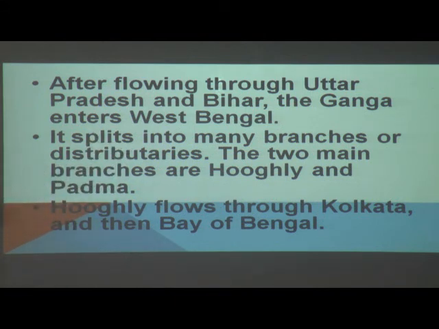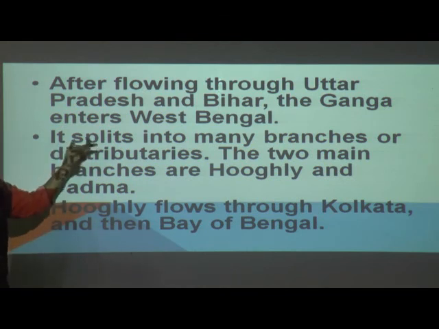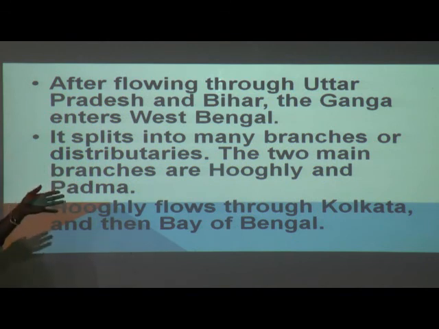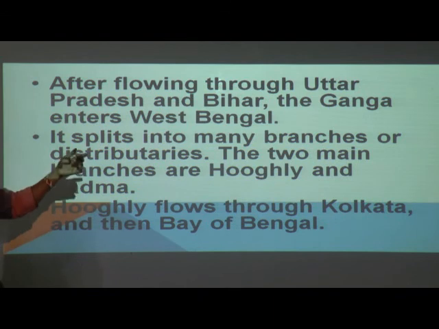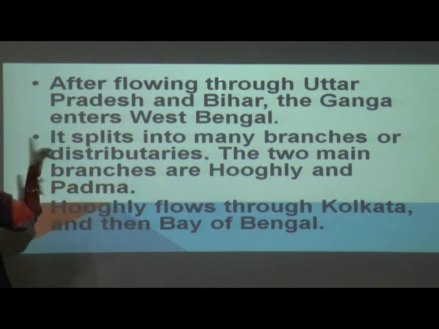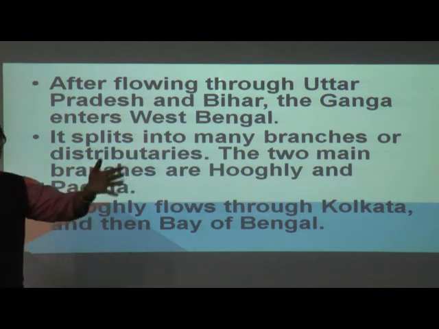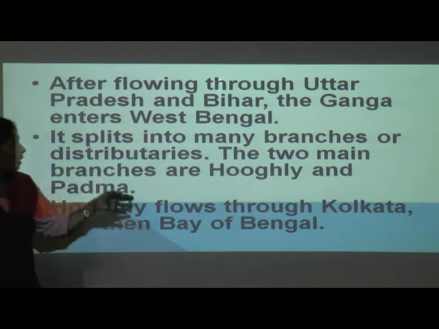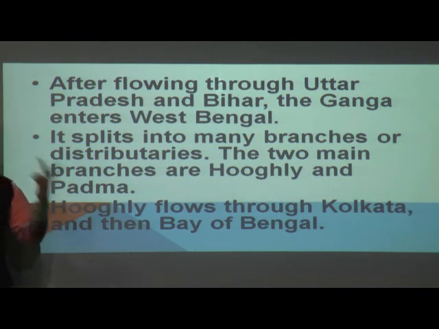Now it splits. Splits means it is divided. It splits into many branches. The branches are distributaries. The two main branches are there. What are they? The Hooghly and Padma. After it is divided into small branches, the main two branches are the Hooghly and Padma. Okay, now again it will not stop here. It will go further. One is the Hooghly, one is the Padma.